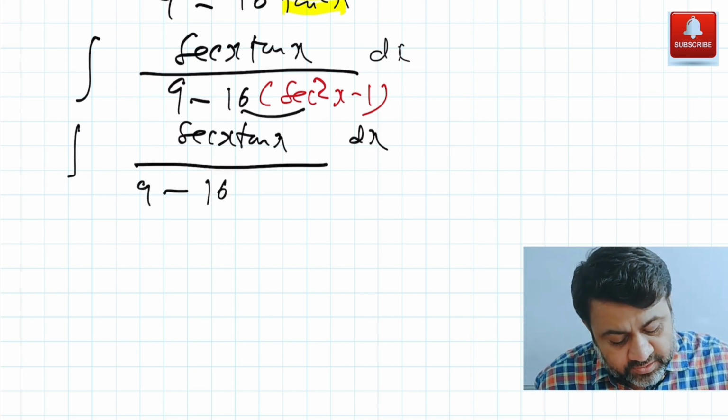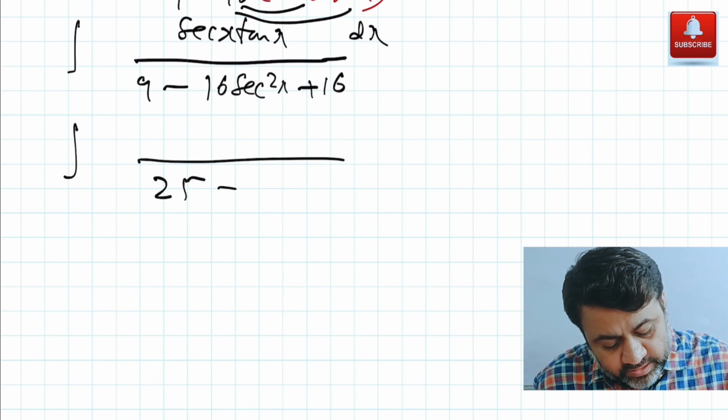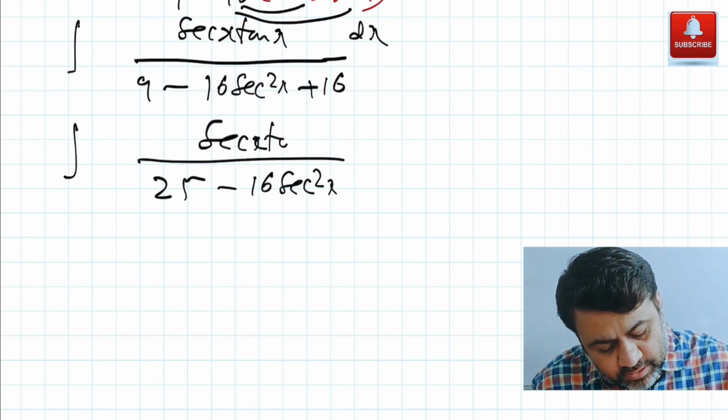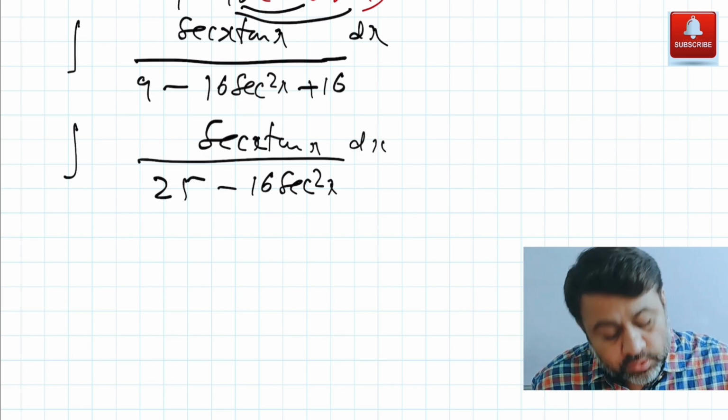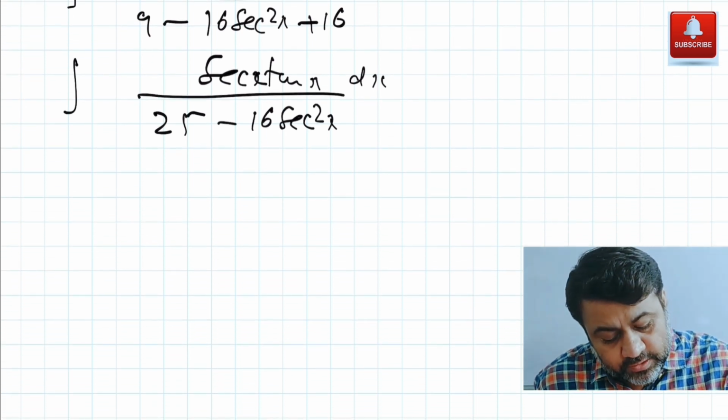Bracket open करते हैं, we get 16 times sec square x minus and minus, this will be plus 16. और एक सब simplification कर देते हैं, we get 9 plus 16 as 25 minus 16 times sec square x, and we have sec x tan x in the numerator. Now substituting something as t will be very easy.